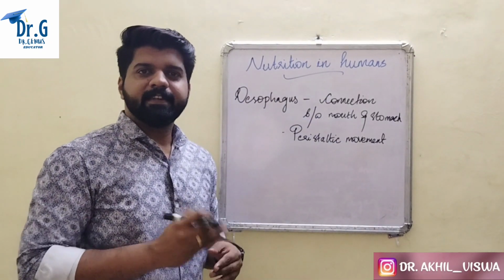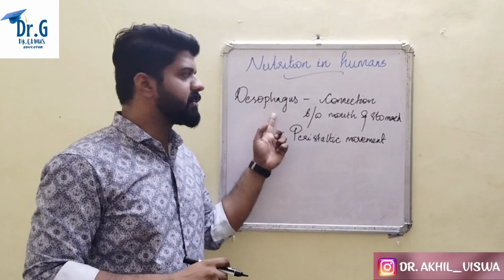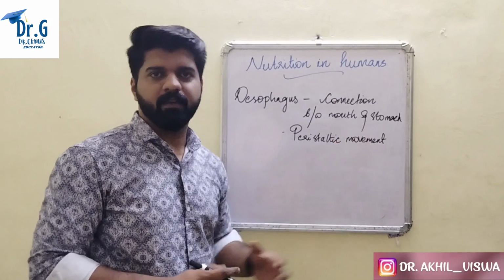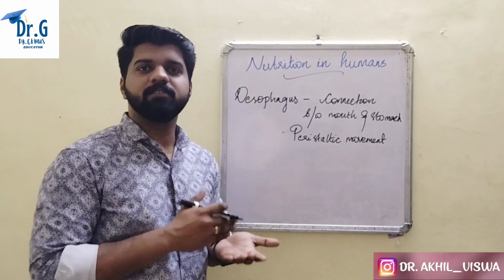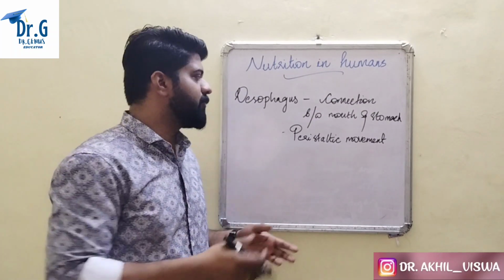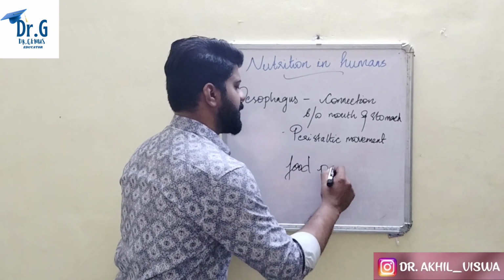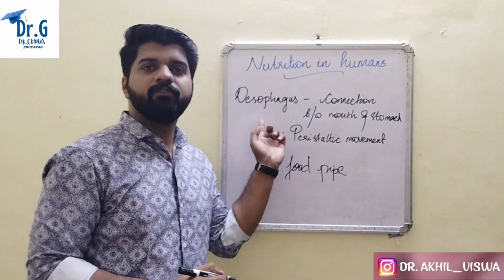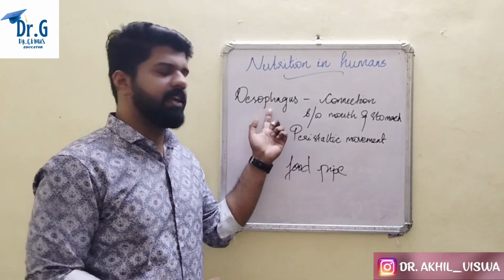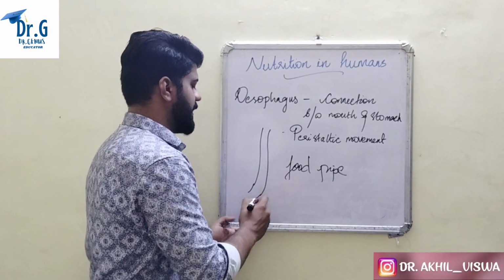The esophagus is the next part of the digestive system in human beings. What is the esophagus? The esophagus acts as a connection between the mouth and the stomach. I told you the mouth is the first portion of the digestive system, and later it comes to the esophagus. The esophagus is otherwise called the food pipe, in which the food is transferred from the mouth to the stomach. It is a small tube-like structure.